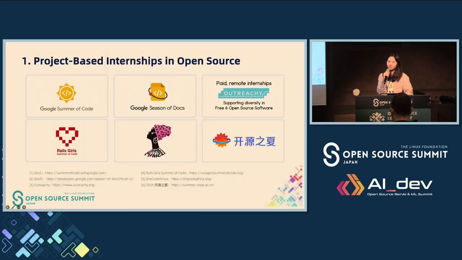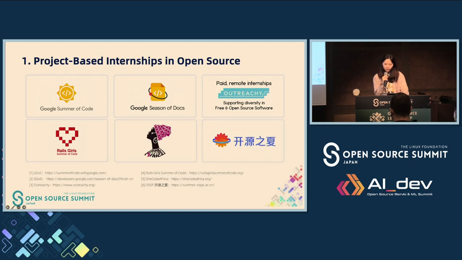But in general, I classify programs like GSOC, Google Summer of Code, into one category. They are project-based internships that usually last for a period of time. The target audience is usually specific groups, such as college students, underrepresented groups, or some regional groups, like Africa and Asia. The starting point is usually to inspire and help these groups participate in open source contributions. Google was the first to start such a program. Google Summer of Code, GSOC, is a global annual program that introduces university students to open source software development.